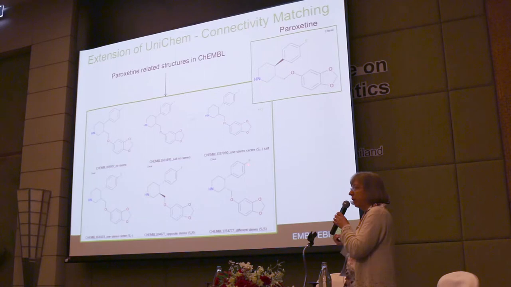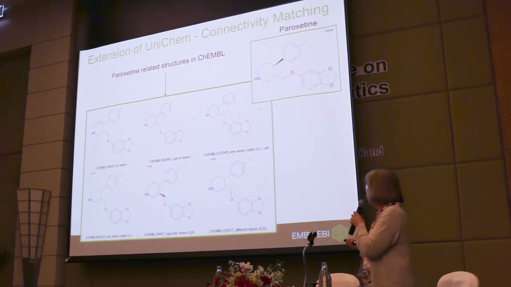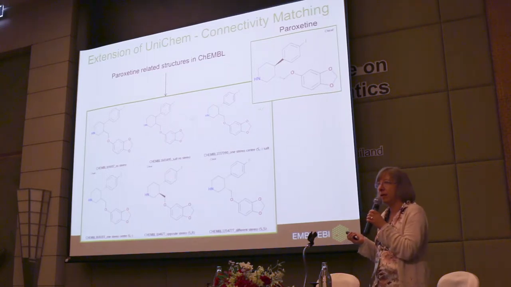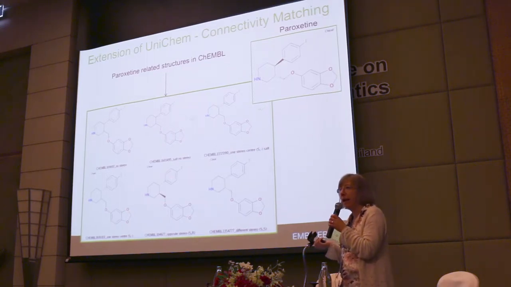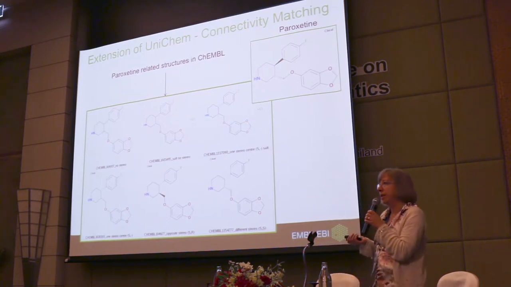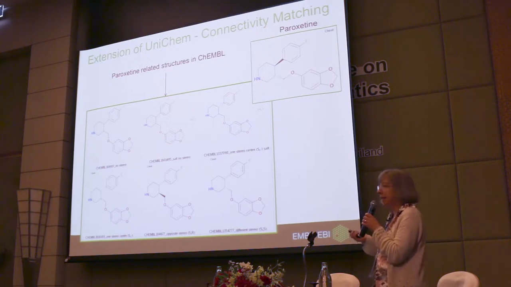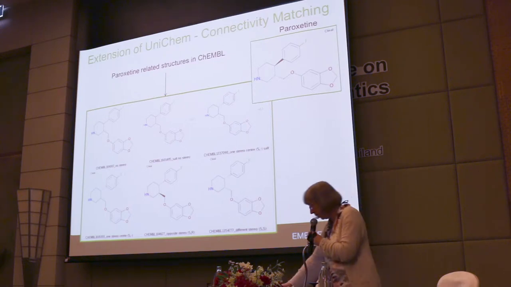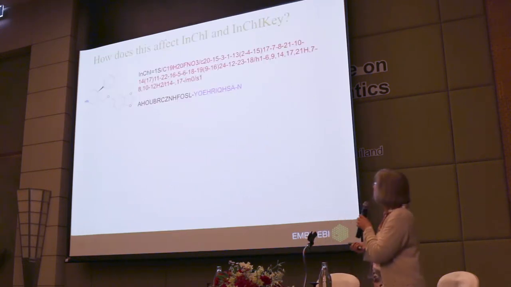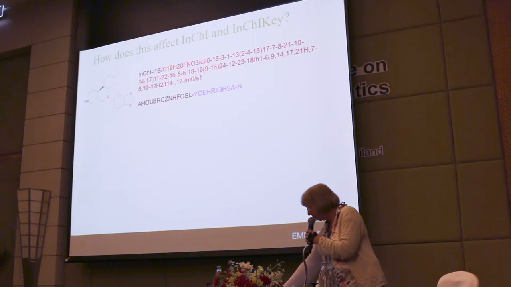Now, without looking at this in a lot of detail, I don't know whether some of these very specific stereo differences were actually designed like that, or whether they're errors in the database. But either way, it seemed potentially useful for people who were interested in this compound to see the data on these related compounds if they so wished. And it turns out that you can do this quite simply using the InChI. So this is the InChI and InChI key for paroxetine.